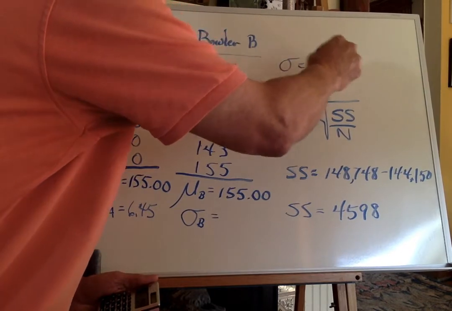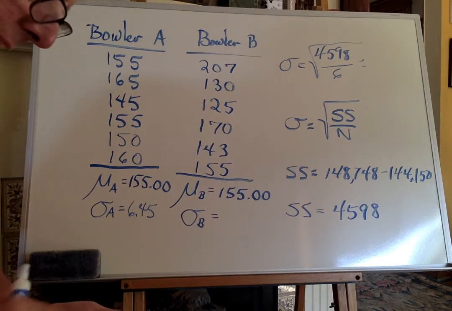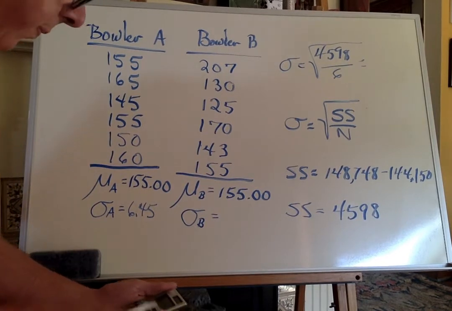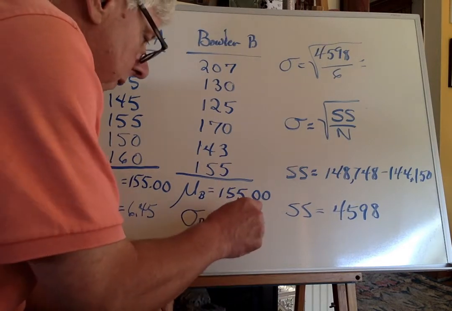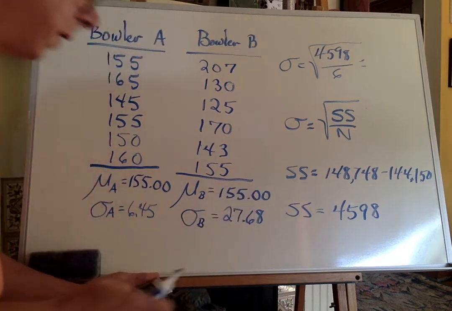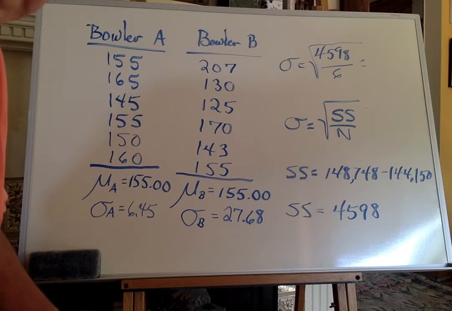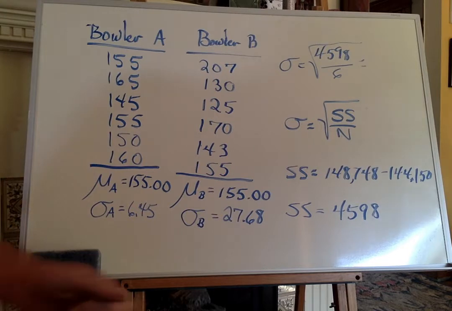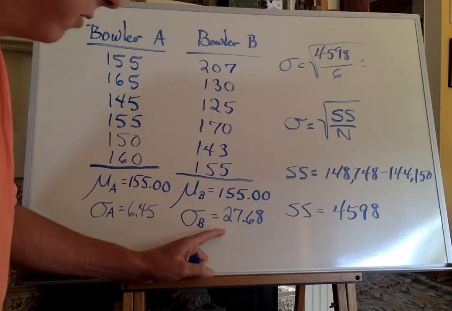4598 divided by 6, take the square root. And so for bowler B, the standard deviation is 27.68. And again, that's sort of in agreement with our guesses for what we would see in that case. So the average is 155, and then on average, scores deviate from 155 by 27.68.